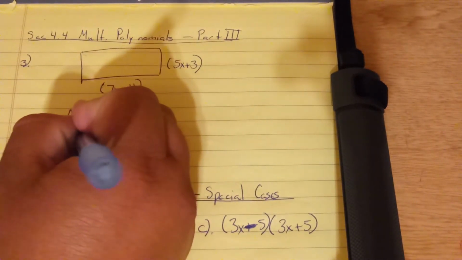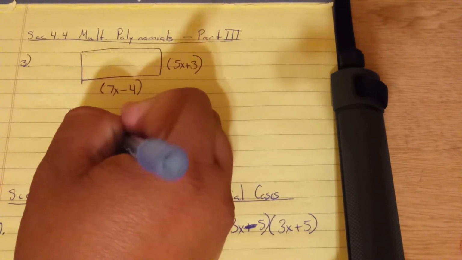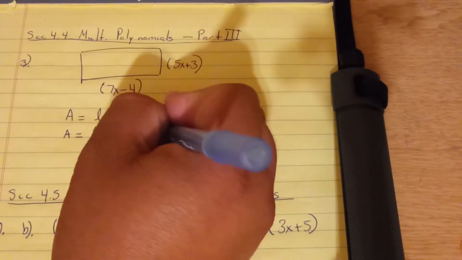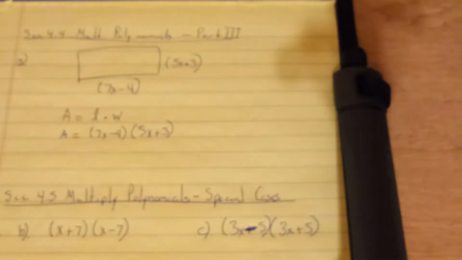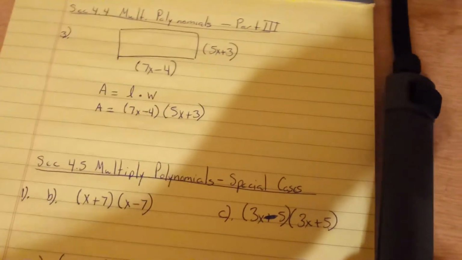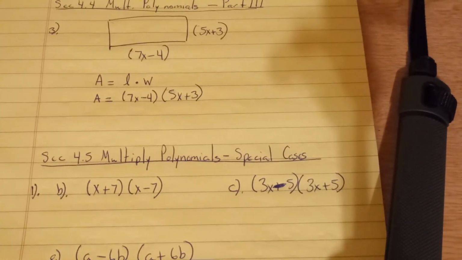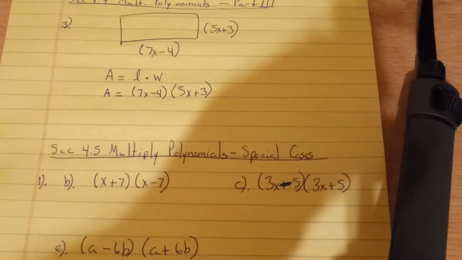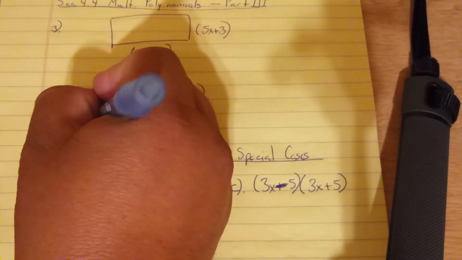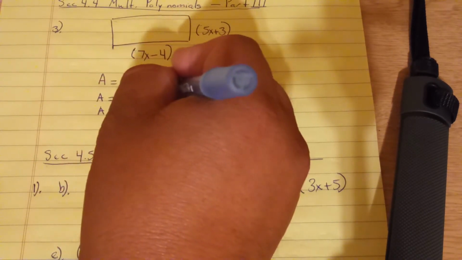So let's pretend that the length is 7x minus 4, and the width is 5x plus 3. Essentially we're going to do the same thing as what we've been doing. We're going to start multiplying that out, distributing first the 7x times 5x and then times the 3. This a is just arbitrary, it doesn't really matter here. So here we're going to go ahead and multiply it.